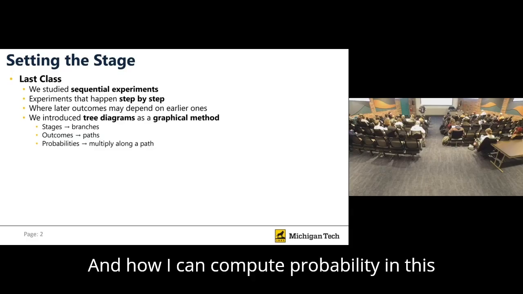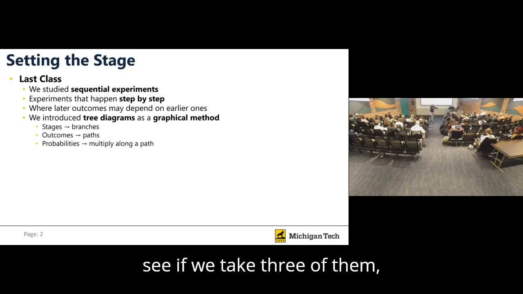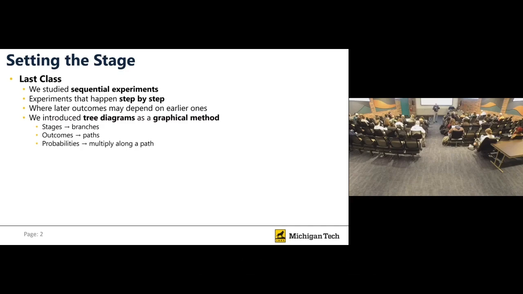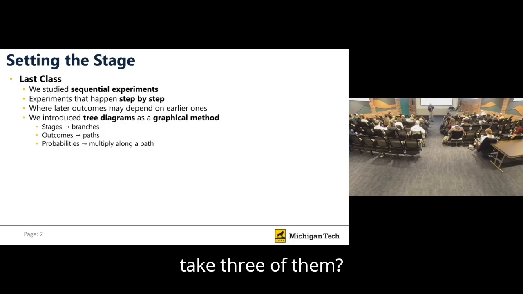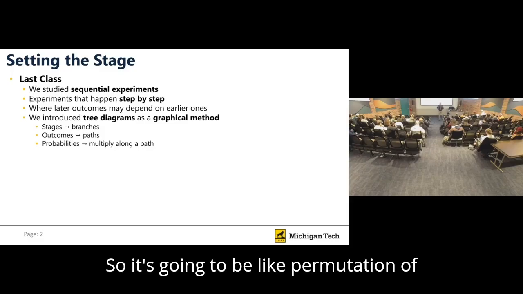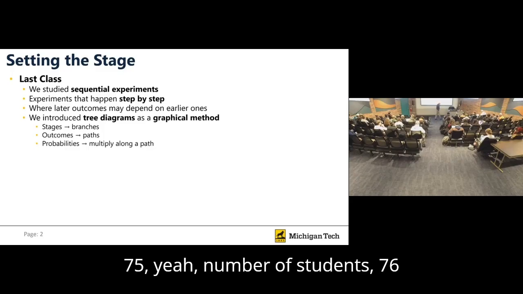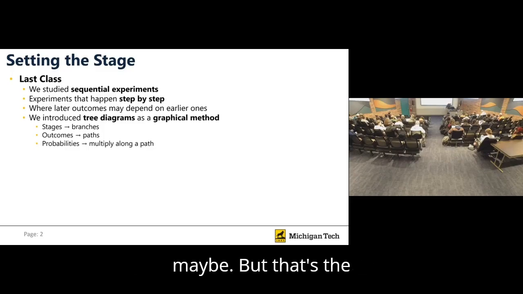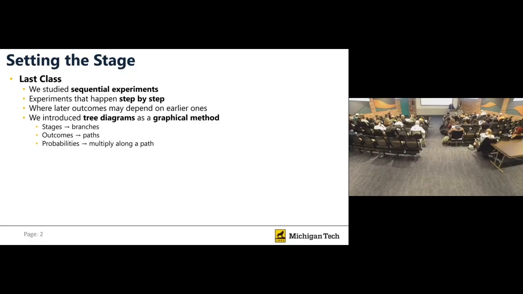And how can I compute probability in this case? We need to see, if we take 3 of them, what is the number of the sample space? So it's going to be like permutation of 3 from 75. 75, yeah, the number of students. I don't know, 76 maybe. But that's the idea that we're going to talk about today.